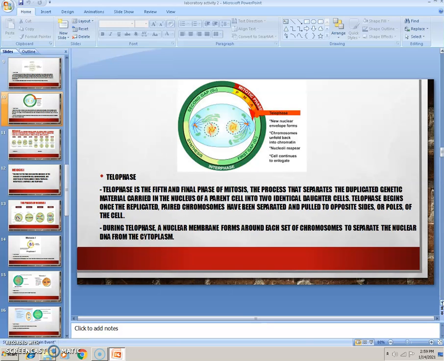And the last and final phase of mitosis is the telophase. This is the process that separates the duplicated genetic material carried in the nucleus of a parent cell into two identical daughter cells. Telophase begins once the replicated paired chromosomes have been separated and pulled to opposite sides or poles of the cell. During telophase, a nuclear membrane forms around each set of chromosomes to separate the nuclear DNA from the cytoplasm.